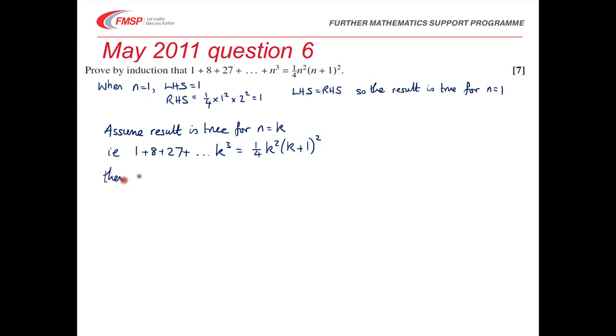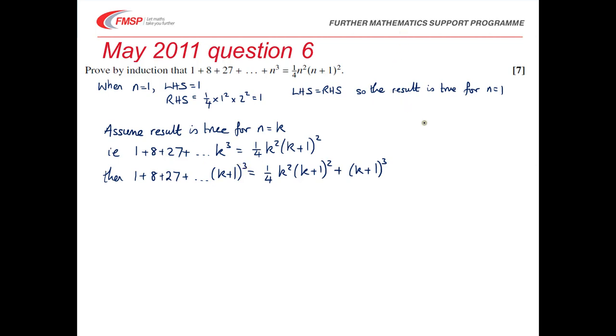That means that the sum up to the (k plus 1)th term is the sum up to the kth term, which we've just assumed, plus the (k plus 1)th term. So all I've done is added the (k plus 1)th term, (k plus 1) cubed, to both sides of the equation.